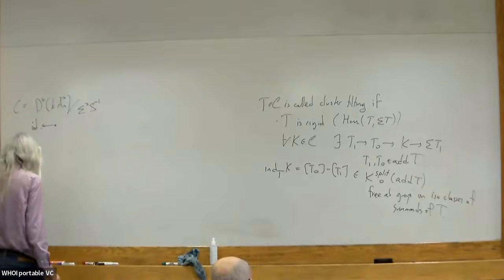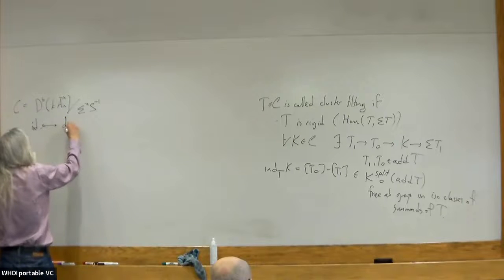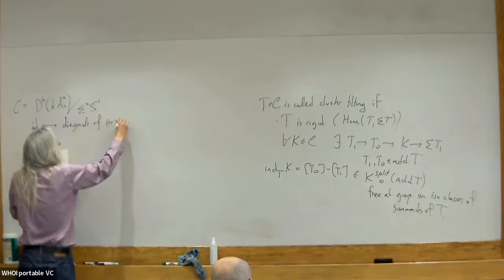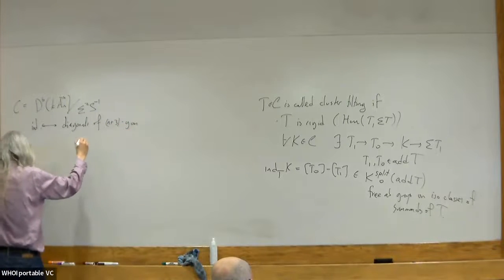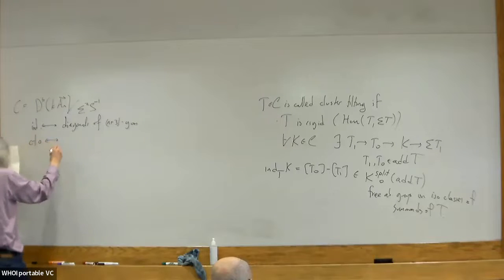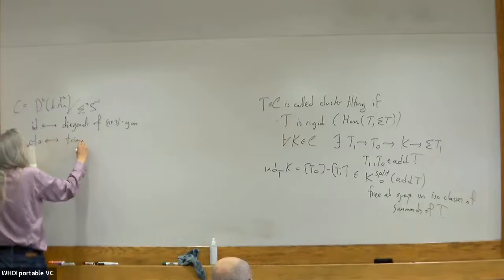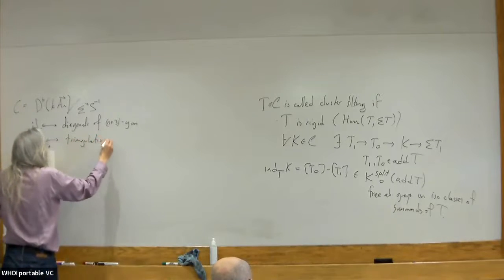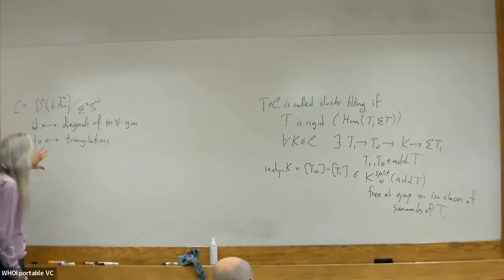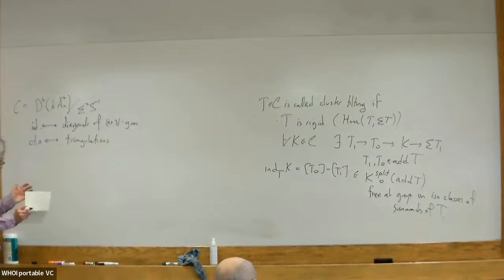So the indecomposable objects correspond to diagonals of an n plus 3 gon, and the cluster tilting objects correspond to triangulations. That is to say, collections of diagonals in the polygon that don't cross, and with enough of them, which is exactly n of them, so that they actually define a triangulation of the polygon.